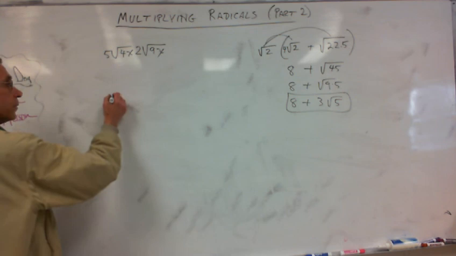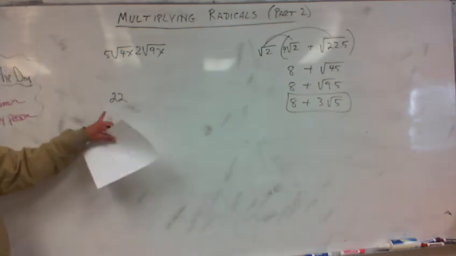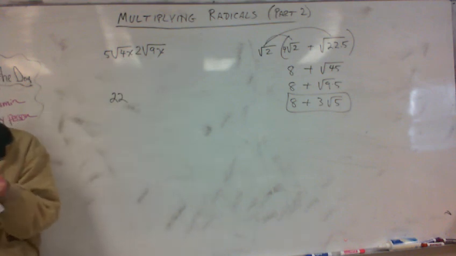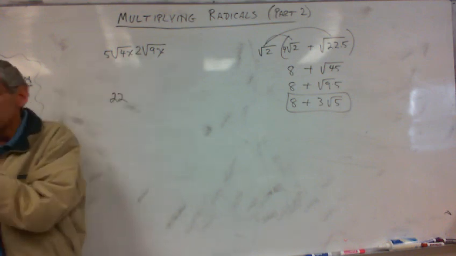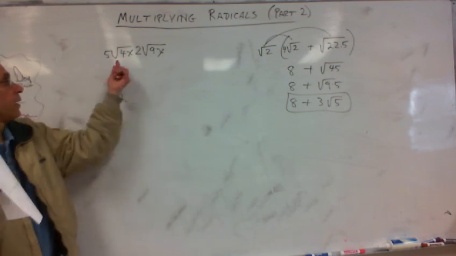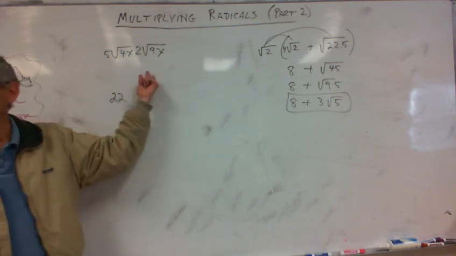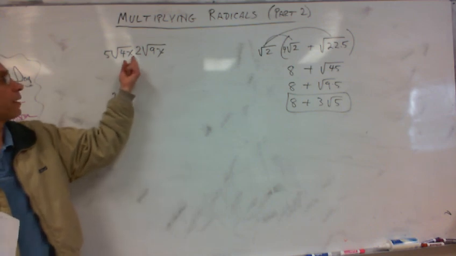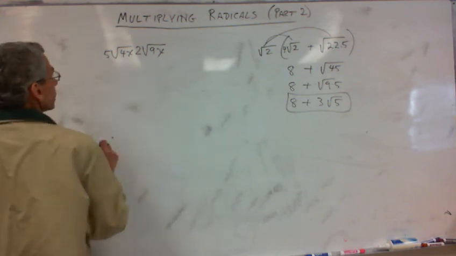Like, this does not mean 2 times 2. That does not mean 4. That means 22. But when you have different kinds of numbers, like you've got a 5 here, and then you have the square root of 4x, well, that's its own number, right? And then you have the 2 next to it, you automatically assume you're multiplying, right? So it's 5 times the square root of 4x times 2 times the square root of 9x. So let's do this one.